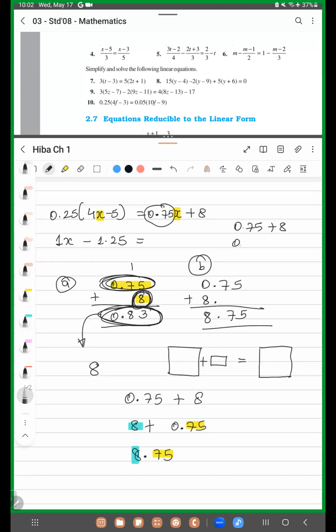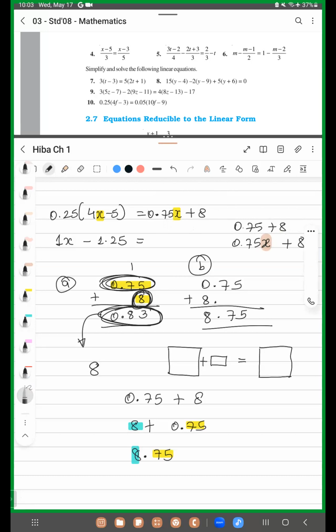The question is 0.75x plus 8. Your x can be anything in the world. So you can't just add these two things. Why? Because they are not like terms. See here, they are not like terms. Is it 0.75 plus 8, or 0.75 के साथ कुछ attached है? We can't add them because 8 doesn't have x.